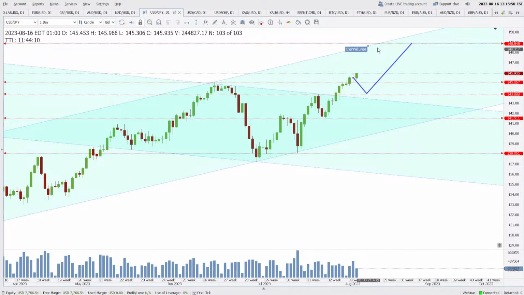148.484 is the resistance. The support may be around 145.06 and 143.88 if the price starts falling from here. But if it continues rising, then 148.84 is going to be the resistance. Look at the volumes yesterday. The volumes are more than average. So something has just happened around 145.06.